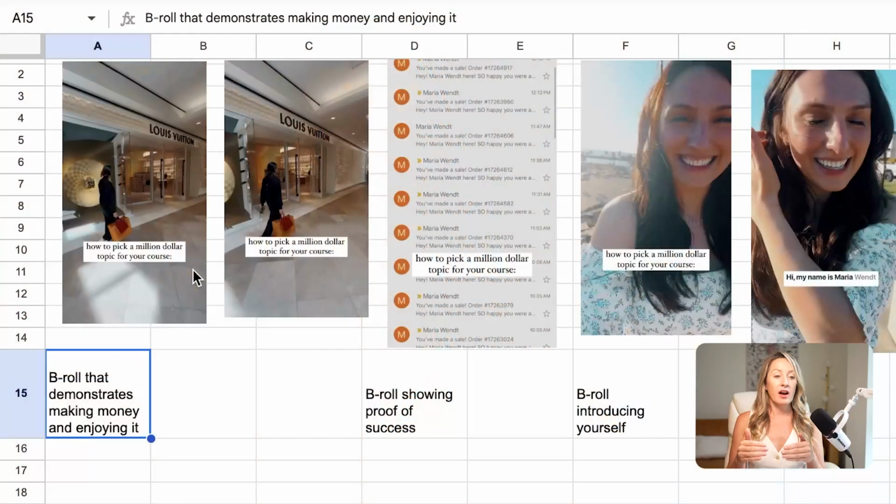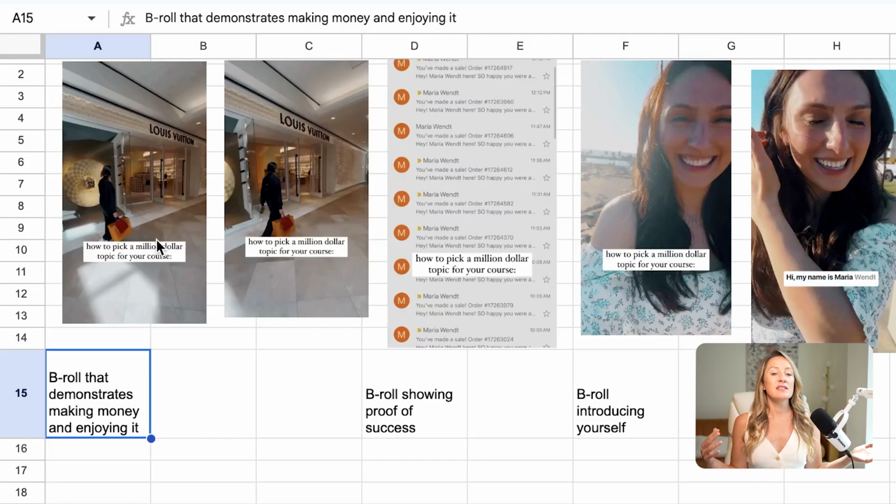But if I'm trying to figure out which direction to go further in, and if I hypothesize that it is indeed this part, how to pick a $1 million topic for your course, I would then just take that hook and put it over several other videos that I'm going to be launching, right? That way, if those videos all also do better, then I know that this hook really works well and that a lot of people must care about making $1 million from a course, right?